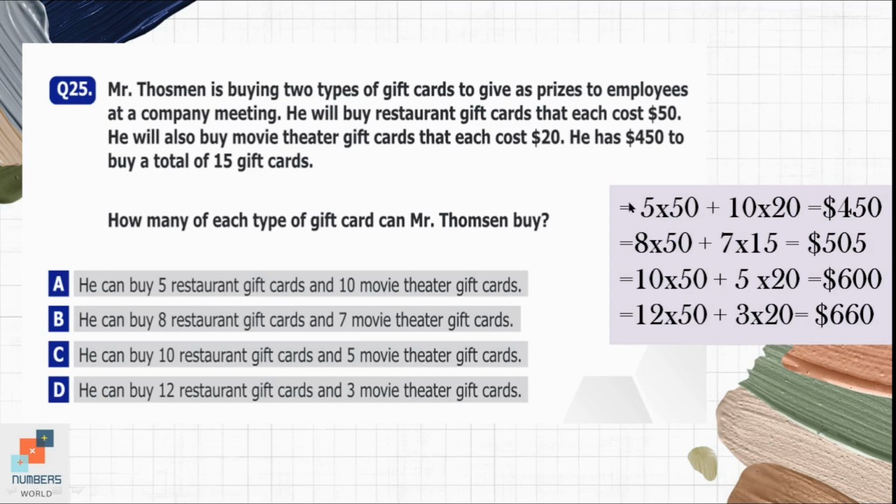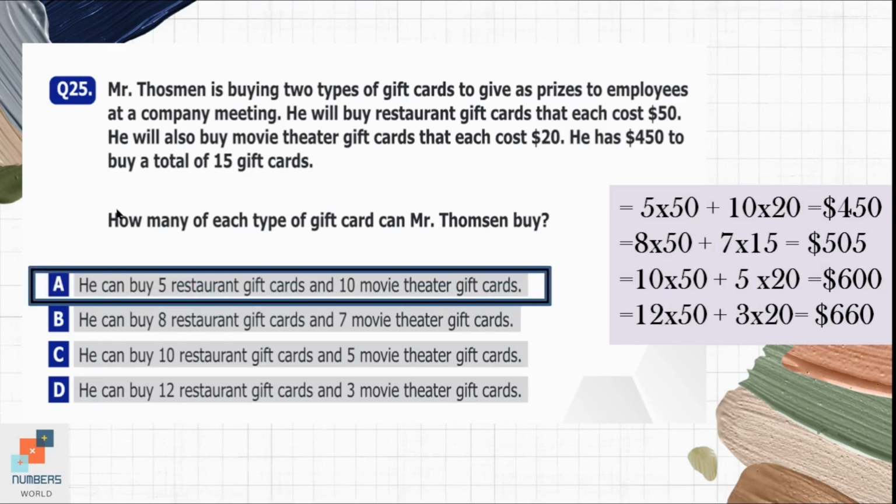So obviously option A is the appropriate one because it is making a total of $450, which is in his budget, and he can buy a total of 15 gift cards. So option A is the correct one.